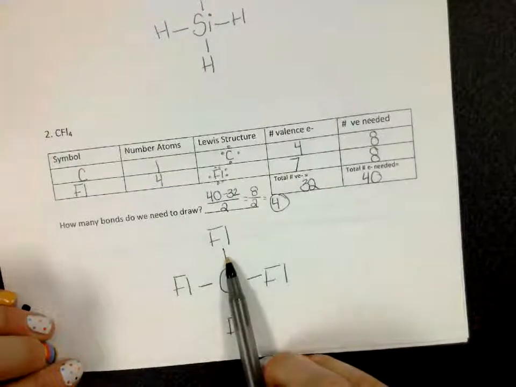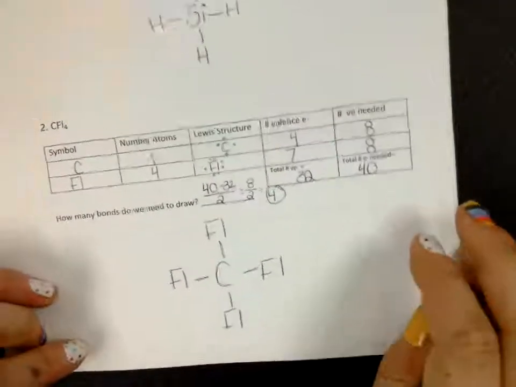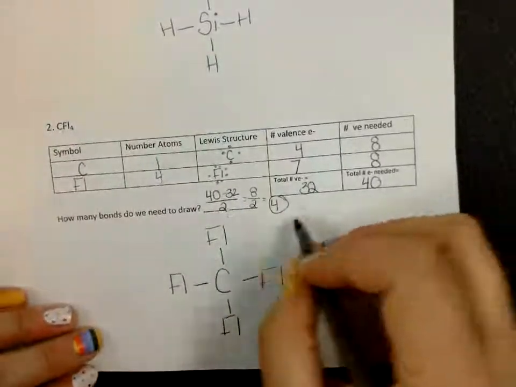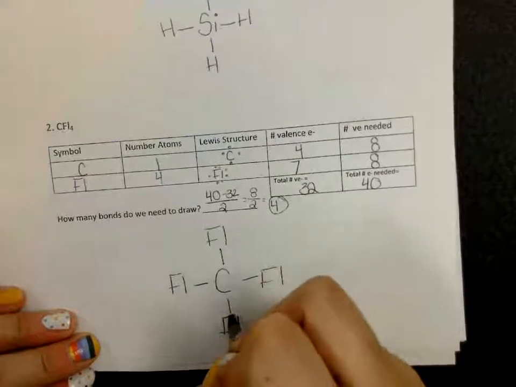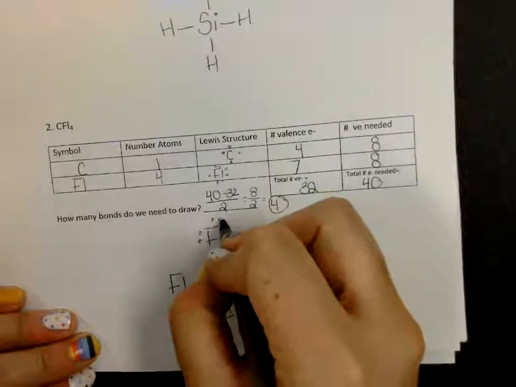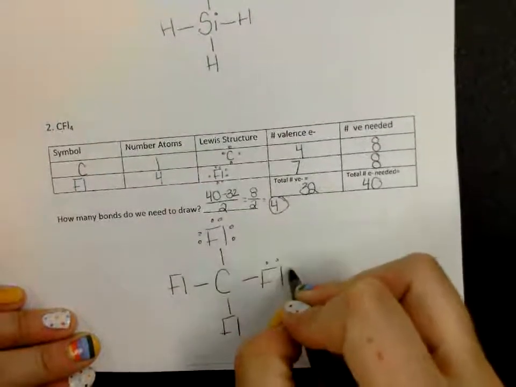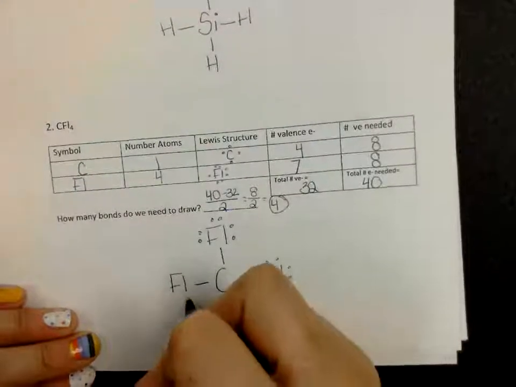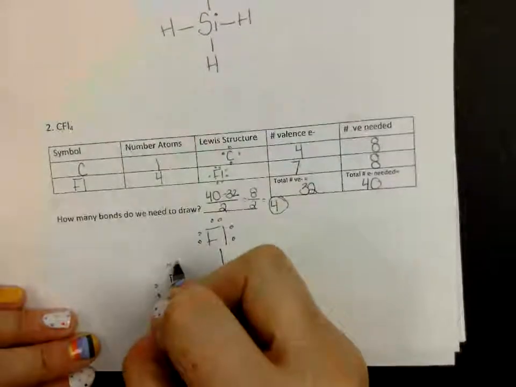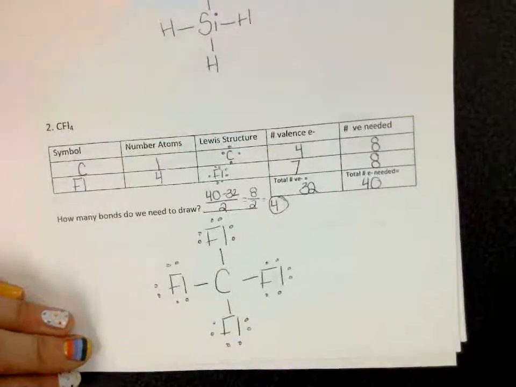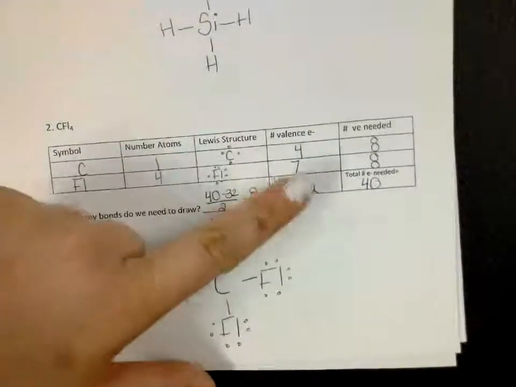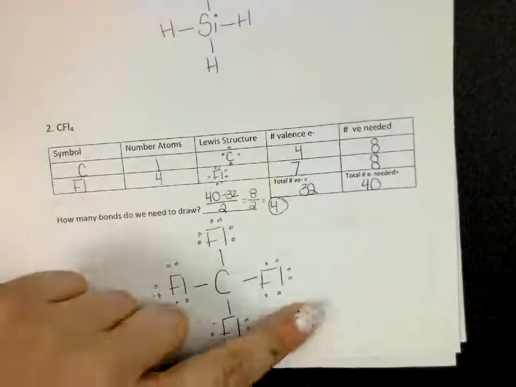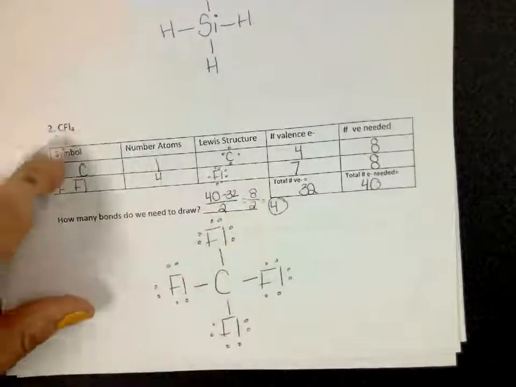Does fluorine need some more electrons? So let's give fluorine the rest of its electrons, right? So 1, 2, 3, up to 32. Now we're all done. All of our valence electrons have been accounted for. We've drawn 4 bonds, and all of our atoms are there.